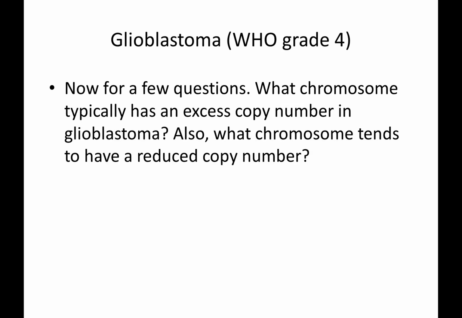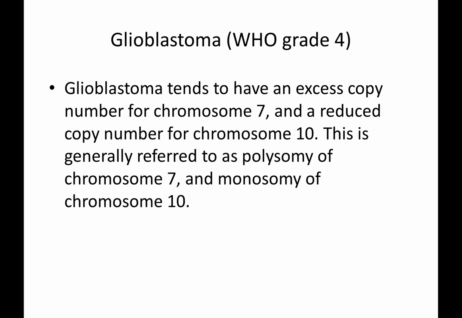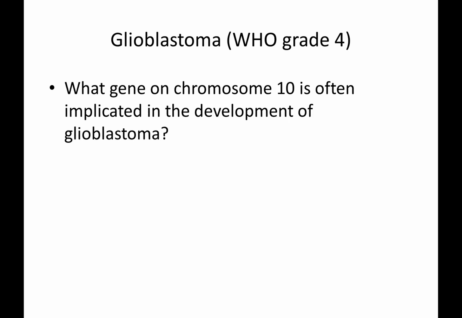Now for a few questions. What chromosome typically has an excess copy number in glioblastoma? Also, what chromosome tends to have a reduced copy number? Glioblastoma tends to have an excess copy number for chromosome 7 and a reduced copy number for chromosome 10. This is generally referred to as polysomy of chromosome 7 and monosomy of chromosome 10.